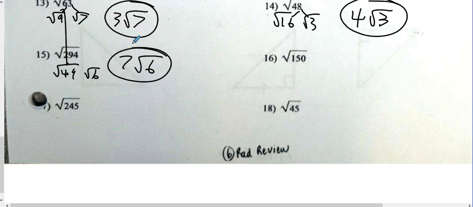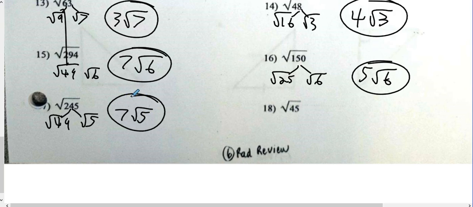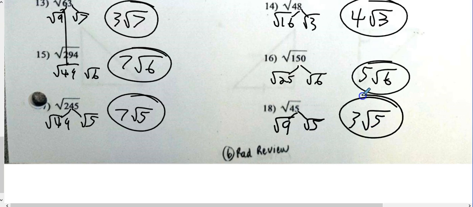150. Well, $1.50. How many quarters go into $1.50? 6 of them. Okay? Square root of 25 is 5. Radical 6. 245. Like the one above it, 49 goes into it. This time, 5 times. So, 7 root 5. 45, what goes into that? What magic number? 9 does. So that's 3 square root of 5. Finished.